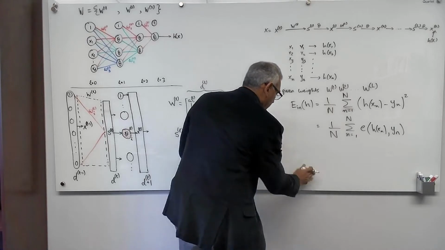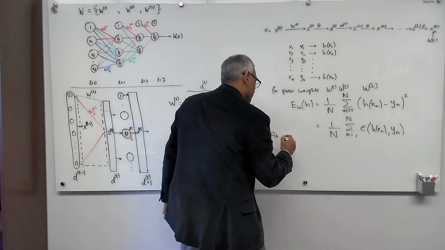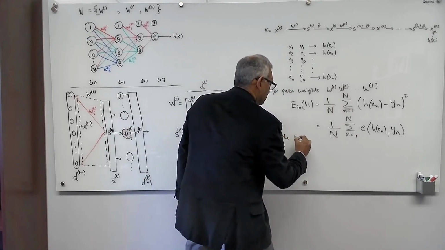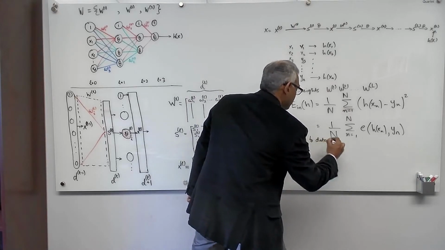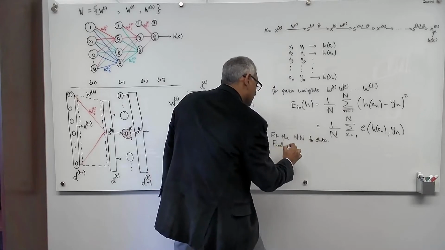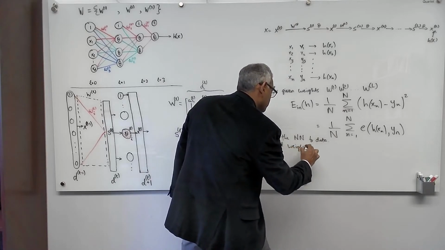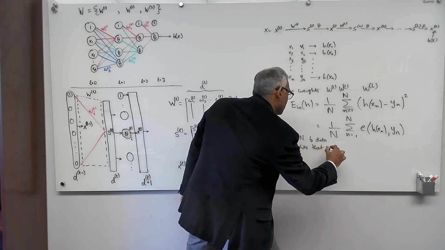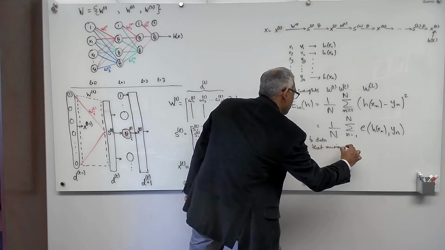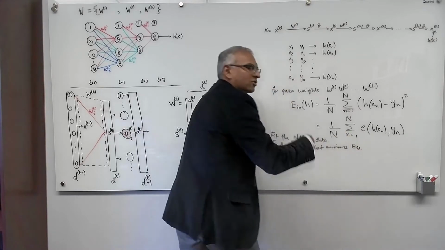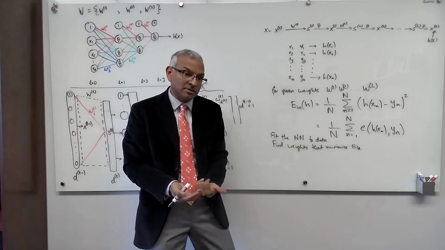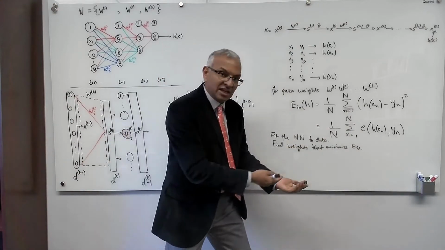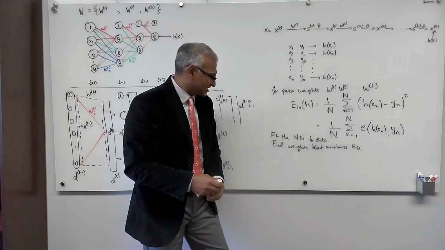So we need to fit the neural network to data, i.e. find the weights that minimize the in-sample error. Now, whether or not that's a good thing to do, we'll deal with that later. That's the issue of overfitting. But for the moment, we need to at least be able to fit the data. We need to find the best looking weights.